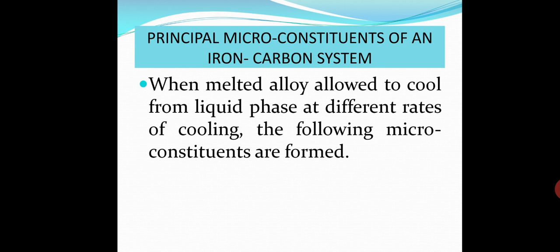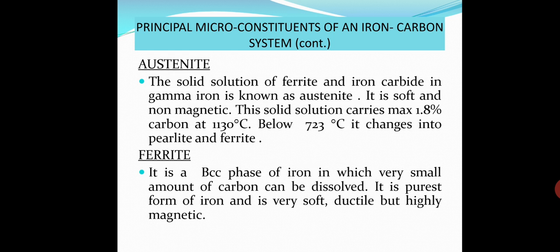When melted alloy is allowed to cool from liquid phase at different rates of cooling, the rate of cooling also matters for alloys. The following micro-constituents are formed. Some important micro-constituents are discussed here because these constituents will reappear in the iron-carbon equilibrium diagram. So, you have to remember the names and the temperatures and its properties.